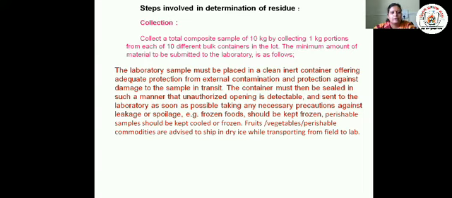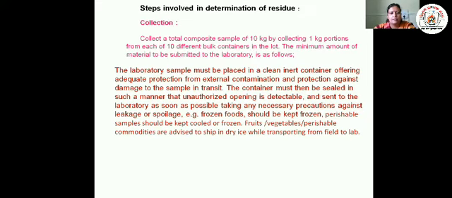The laboratory sample must be placed in a clean inert container offering adequate protection from external contamination and protection against damage to the sample in transit. The container must then be sealed in such a manner that unauthorized opening is detectable, and sent to the laboratory as soon as possible, taking any necessary precautions against leakage or spoilage.